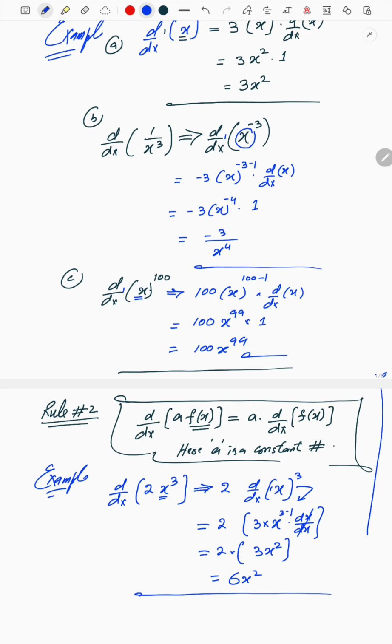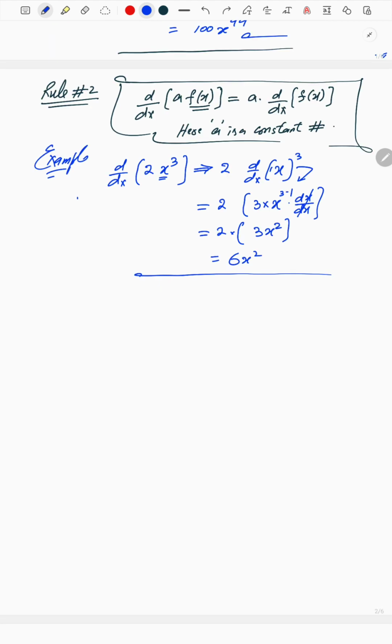Further, take another example for this rule: d by dx of 8x^5. Here you can see 8 is a constant that is going to multiply with the function x^5. So first we will write the 8 outside and differentiate only the x^5 by simply applying rule 1, the power rule.